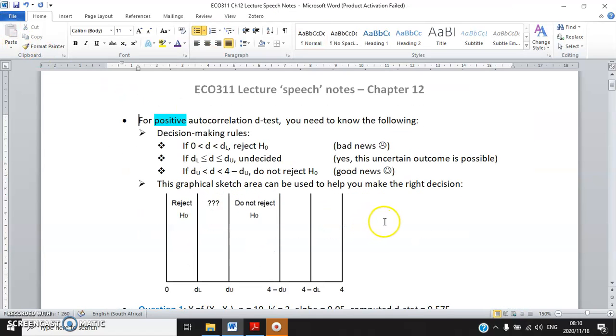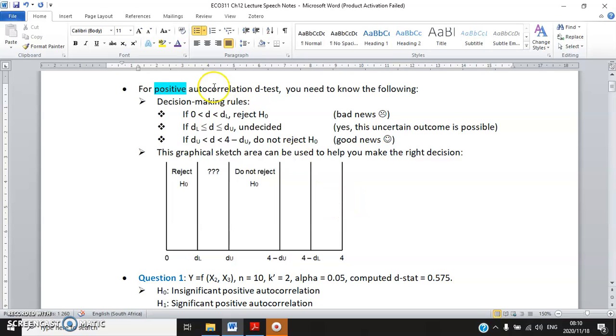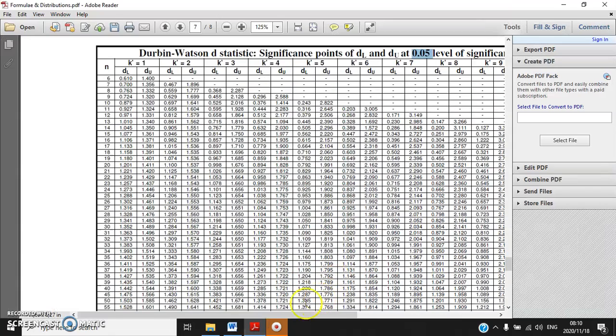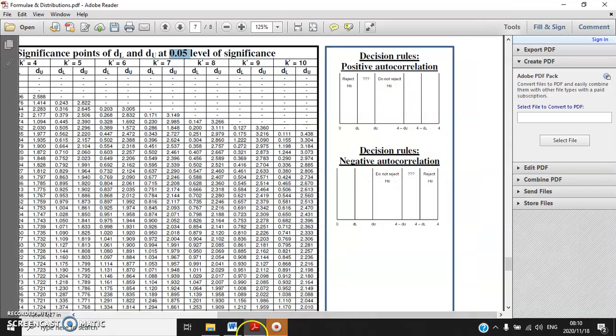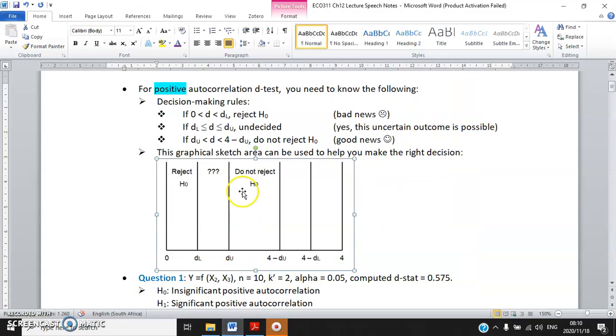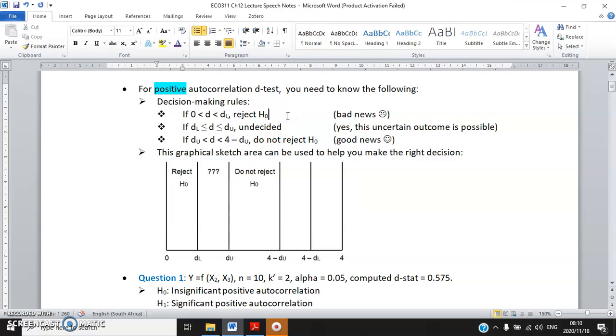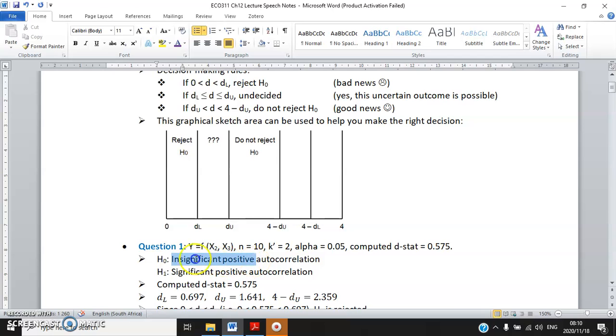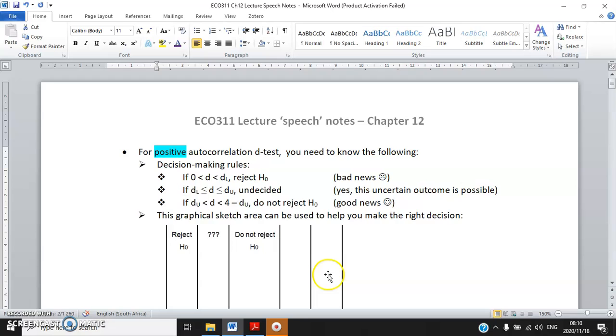Okay, so let's start with positive autocorrelation. This graphical sketch is given in the D table. You will find it somewhere. Yeah, it is here. It helps you to make the decision. The null hypothesis would be insignificant positive autocorrelation. The alternative hypothesis would be significant positive autocorrelation.